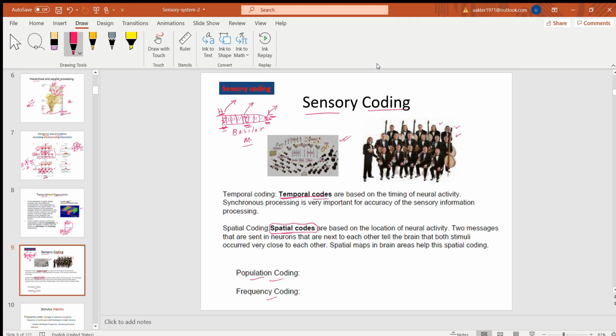And population coding. If the stimulus is strong, this is a strong stimulus and this is a weak stimulus. This strong stimulus will activate more neurons or more receptors, and this one will activate only a few, more localized. So when more neurons are activated, usually the perceived strength is more, so you'll perceive the stimulus as stronger. When fewer neurons are activated by the stimulus, that gives you weaker perception. So that is the population coding, how many neurons are being activated.